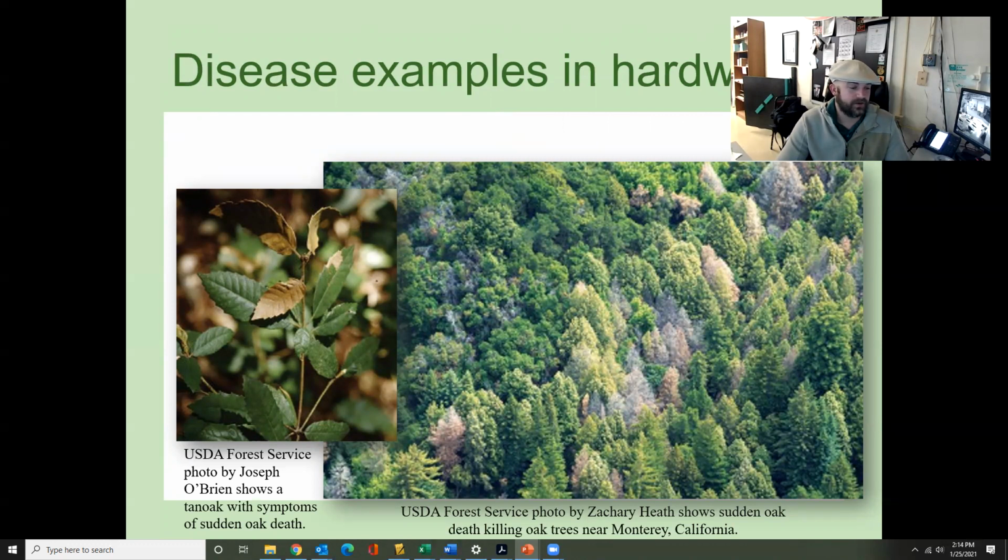This shows a tan oak with symptoms of sudden oak death, or oak death. And then you can see a little broader picture of that whenever oaks are starting to be killed off out in California. So you see all these oaks just being killed off with that brown leaf.